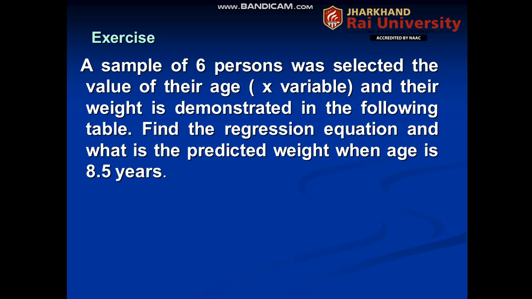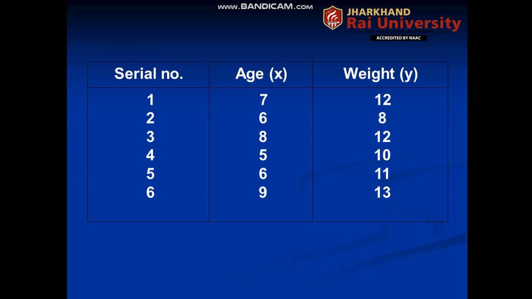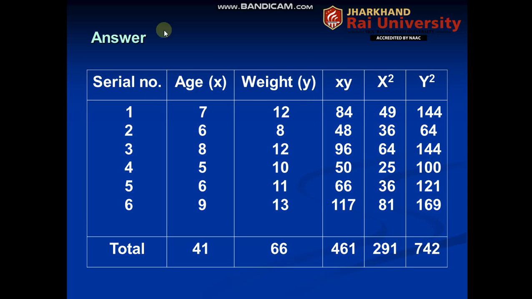A sample of 6 persons was selected, and the values of their age, that is the x variable, and the weight are demonstrated in the following table. The weight is y. So we have to find the regression equation and what is the predicted weight when age is 8.5 years. So here we have to multiply with 8.5. So let's see the serial number, age that is x, and weight that is y. So we have to calculate the table: age, weight, xy, x square, y square.